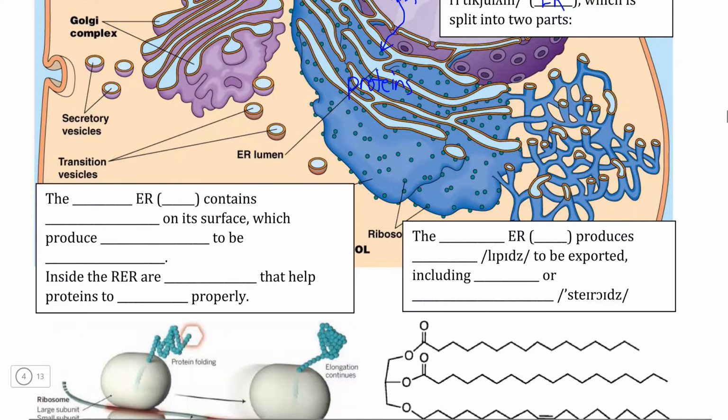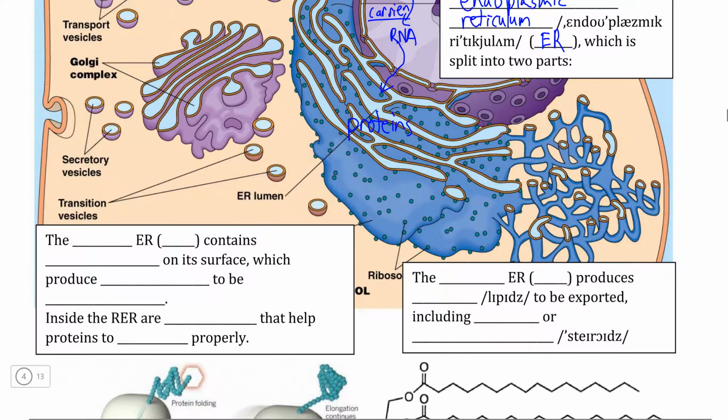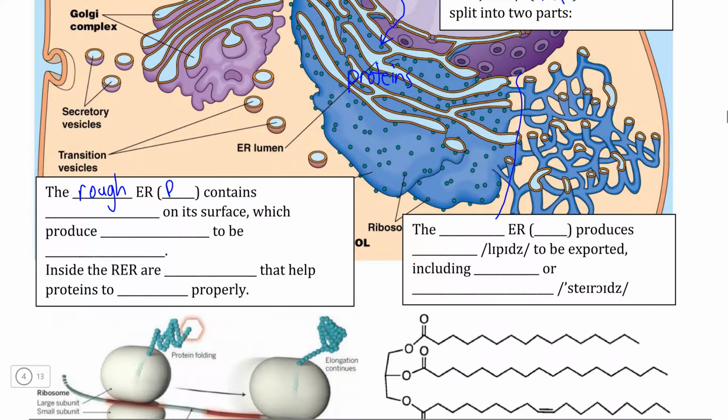Now, you'll notice here that I drew the RNA only going to the left-hand side of the endoplasmic reticulum because the ER is actually divided into two distinct halves based on differences in structure and differences in function. The left-hand side is what we call the rough ER, or RER for short. And we can see in this structural diagram here that there are little green dots that are all found on the surface of the rough endoplasmic reticulum, but not on the right-hand side here.